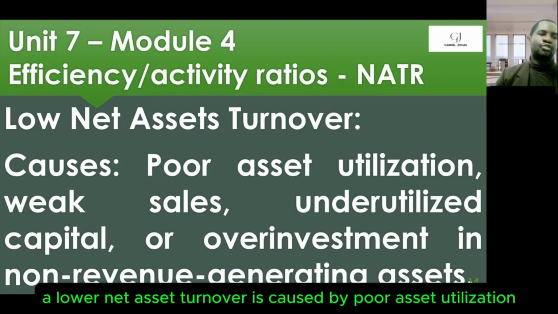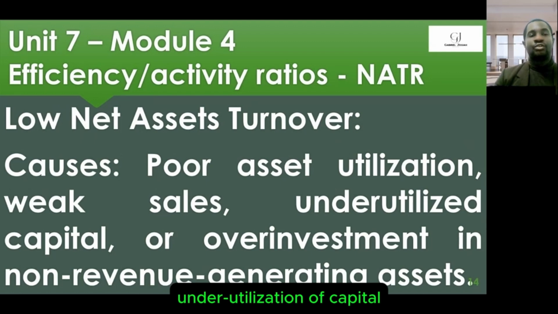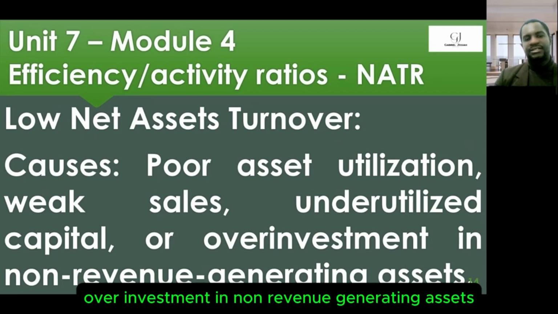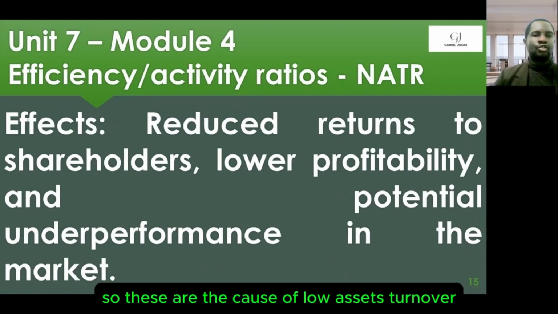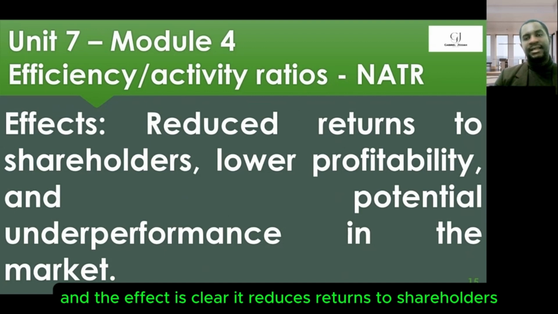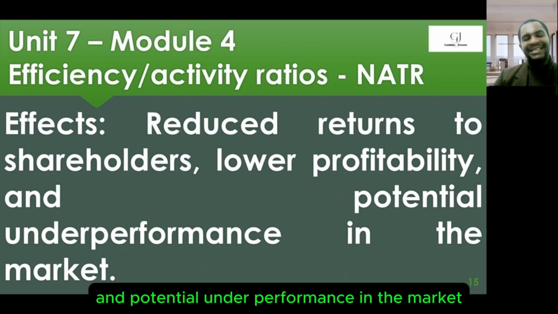Conversely, lower net asset turnover is caused by poor asset utilization, weak sales or revenue generation, underutilization of capital or net assets, and overinvestment in non-revenue generating assets. These are the causes of low asset turnover. And the effect is clear. It reduces returns to shareholders, lowers profitability, and potential underperformance in the market.